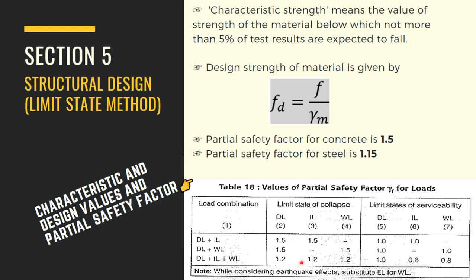It shall be multiplied by 1.2. In case of serviceability criteria, it can be multiplied by 0.8. So this is all about the partial safety factor, and then we move on to the limit state of collapse.